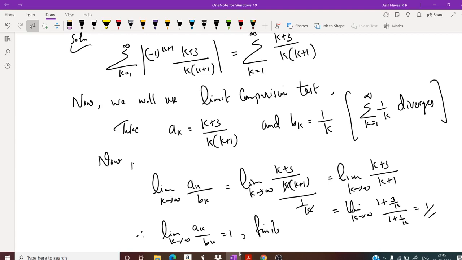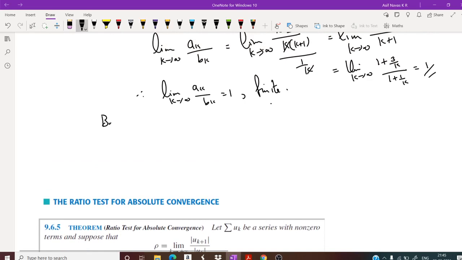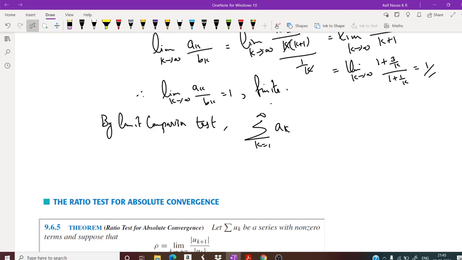The limit is a finite quantity, so by the limit comparison test, sigma k equal to 1 to infinity ak diverges because sigma bk diverges. Okay, therefore sigma k equal to 1 to infinity k plus 3 divided by k into k plus 1 diverges.